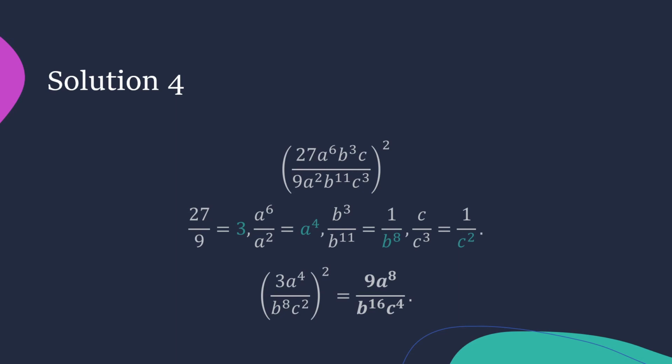And now we can multiply all those terms, labeled in green, our quotients, together, and we're left with 3a to the 4th divided by b to the 8th times c to the second power. And then we have to square everything because we haven't done that yet. And so we're left with 9 times a to the 8th power divided by the quantity b to the 16th power times c to the 4th power.